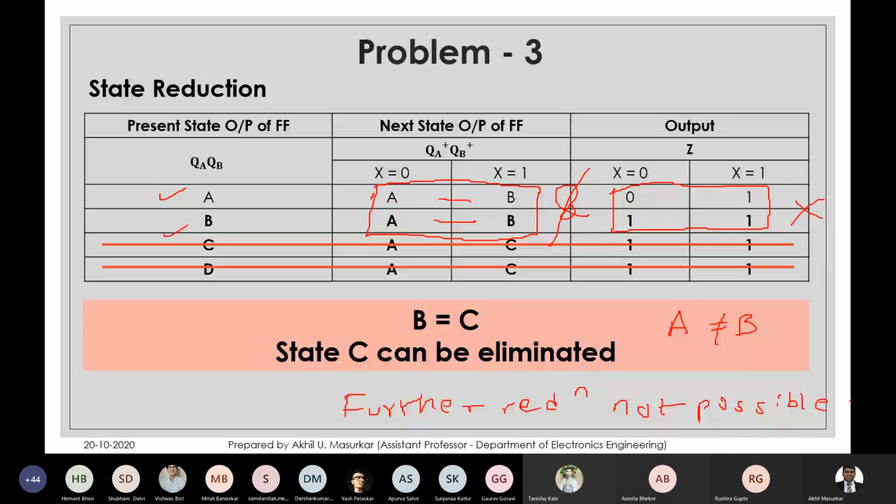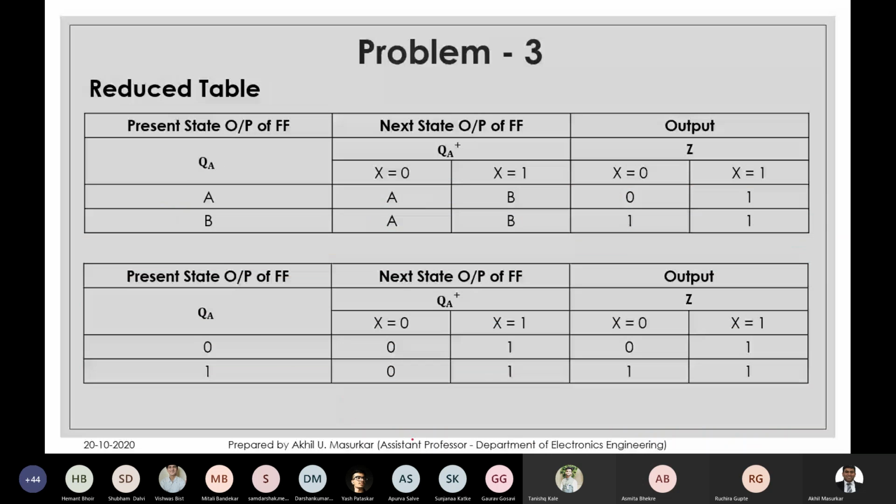And hence, my reduced state table becomes this way now. Simple. I had four states before. Now I have only two states. That is A and B, which I write as 0 and 1. And basically I have only two states. And from that, I make my state diagram.